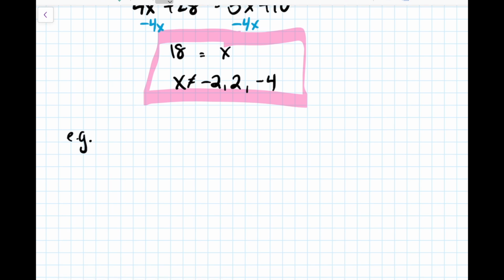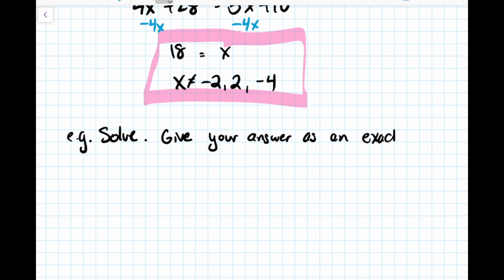All right, so one more of these, just a chance for you to practice for yourselves. So you're going to solve this one, and you're going to give your answer, and this is going to be something you haven't heard in a while. You're going to give your answer as an exact value and also as a decimal. And so if you stop and think about what that means, you'll probably be able to figure out where this question is taking you.